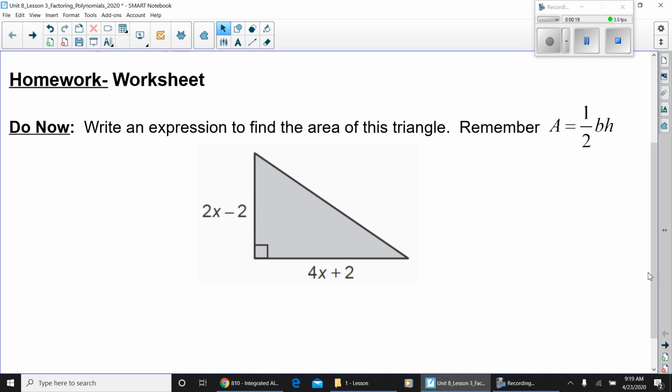Remember, it's asking for the area of the triangle, and it's an expression. So you're not going to come out with a number answer here. It's going to be an expression. So go ahead and use that area of a triangle formula: area equals half base times height. This is like question 14, I think it was, on the homework yesterday. Go ahead and see if you can do that. Press pause now.